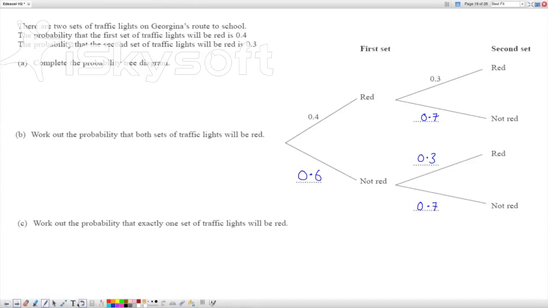The probability that both sets of lights will be red. To get both sets of lights being red, we're going to go up here and up here. Red, red. So both being red, we're looking at the yellow line there, and we're multiplying through. 0.4 multiplied by 0.3 gives us our probability of 0.12. When we go along the branches, we're multiplying.